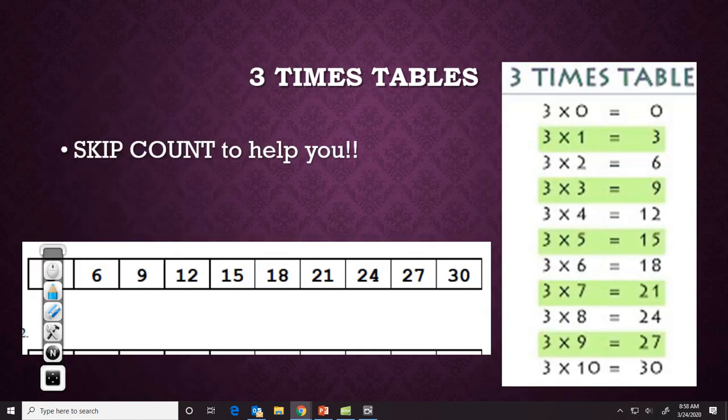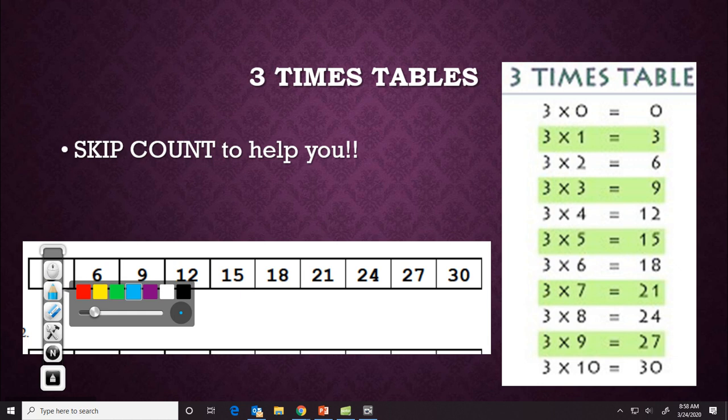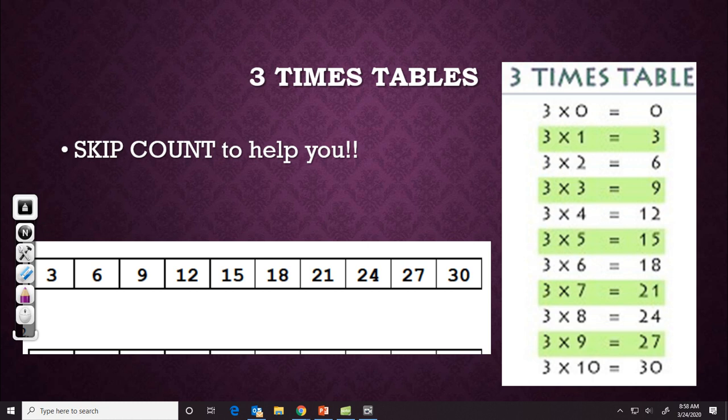So let's get started. With the 3 times table, you can skip count by 3s to help you. We know how to skip count by 3: 3, 6, 9, 12, 15, 18, 21, and so on. Remember, all we're doing is adding 3 each time if we're skip counting by 3. That's the easiest way to remember. If you're having trouble remembering what number comes next, and you know you're multiplying by 3 or skip counting by 3, just remember to add 3 more, okay?